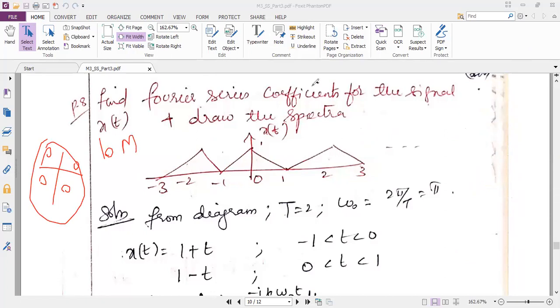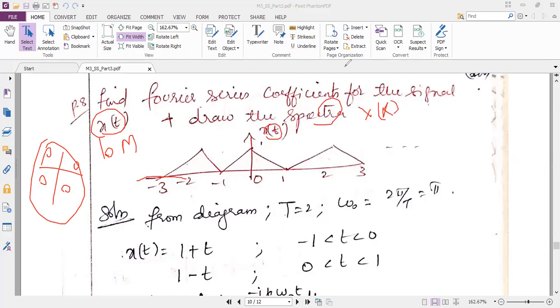Find the Fourier series coefficients for the signal x of t and draw the spectrum. You can just take this x of t. Drawing the spectrum is different. We need to find x of k, and for that we need to draw the spectrum.